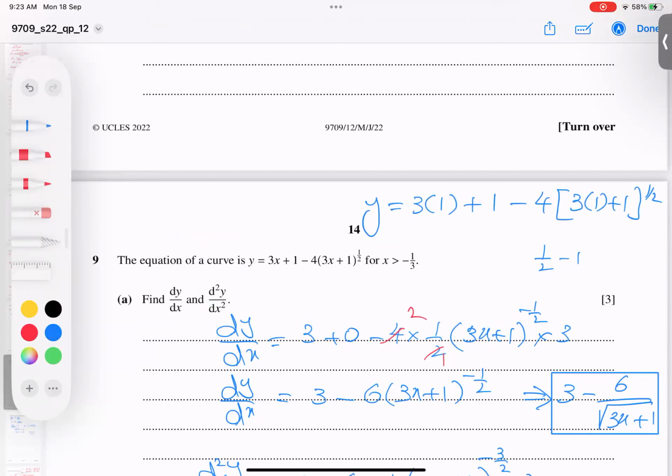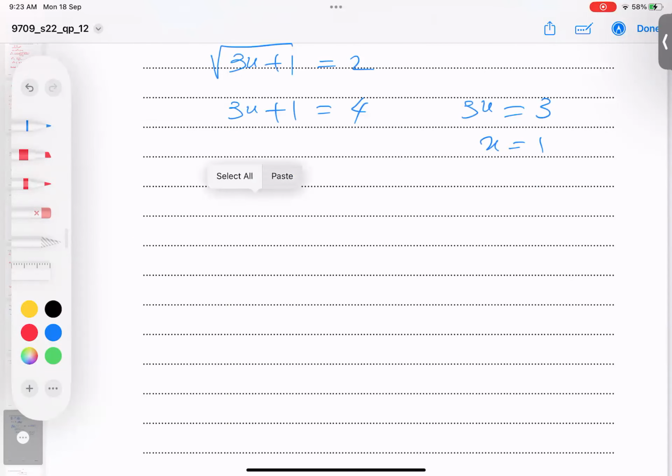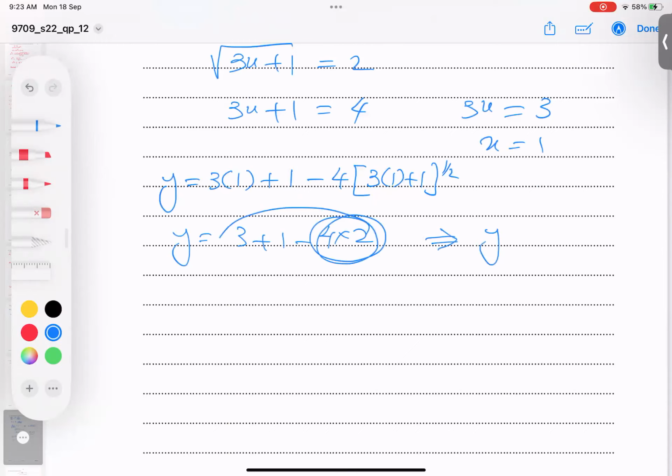And this I'm going to shift to the next page. Okay, because I'm looking for the y coordinate, so let's find the y coordinate. 3 plus 1 minus 4. 3 plus 1 is 4. The root of 4 is 2, into 2. And finally, what value do I get? 4 times 2 is 8. Out of 8, 4 gone, negative 4. So the stationary point is coming x 1, y negative 4. I think the point is very, very clear.